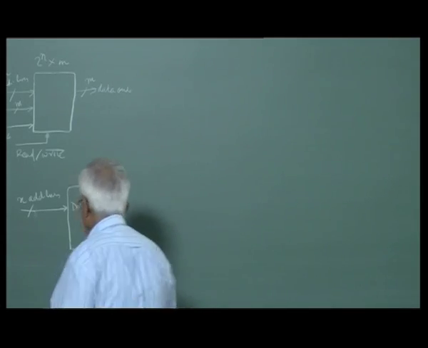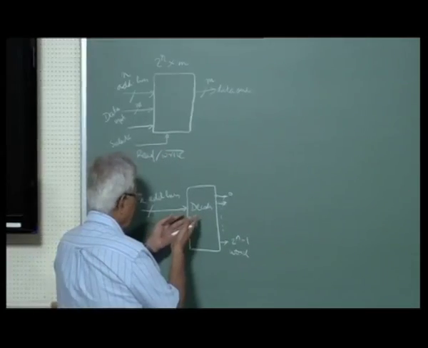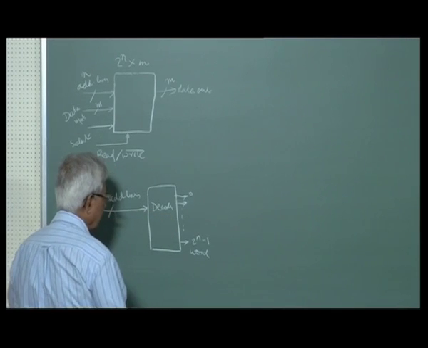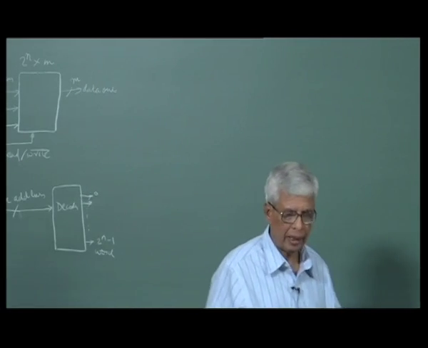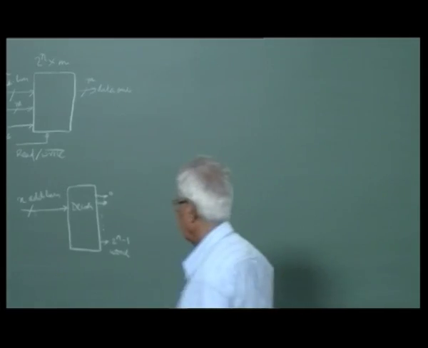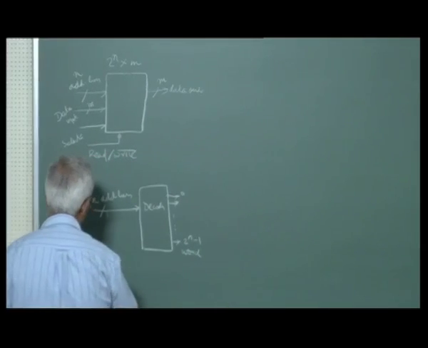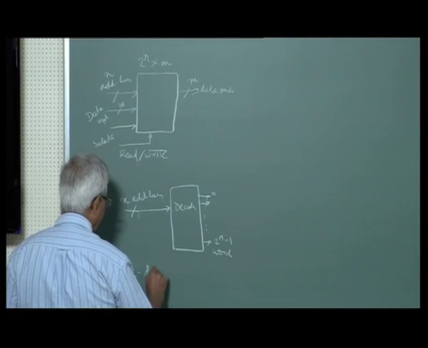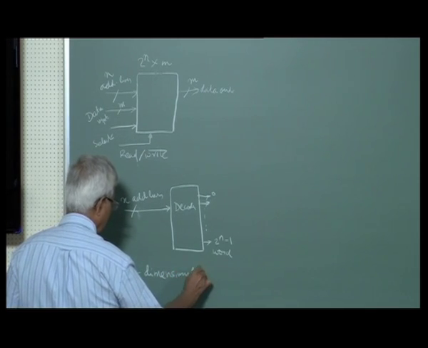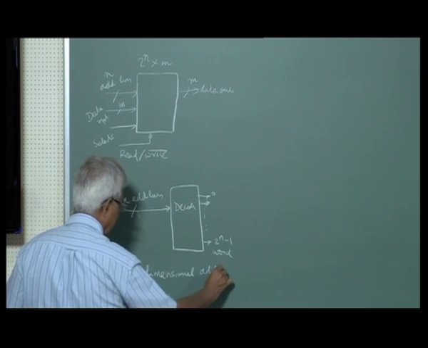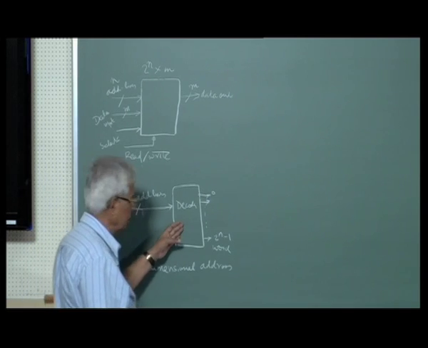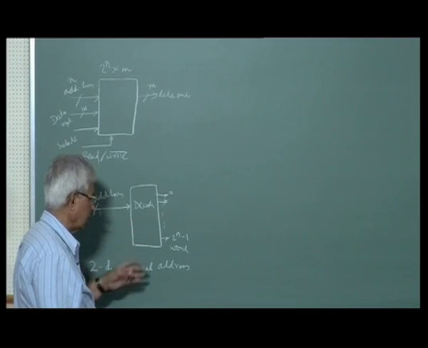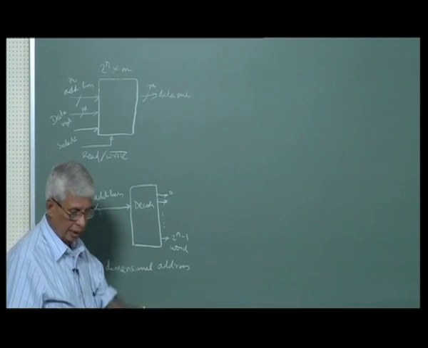We also saw how to decrease the logic required in the decoder, the number of AND gates and the number of inputs to the AND gates, by what is known as two-dimensional decoding. Divide the address lines into two: column address lines and row address lines. The column address lines will be decoded by a column decoder, and the row address lines by a row decoder, and that will save the number of gates.